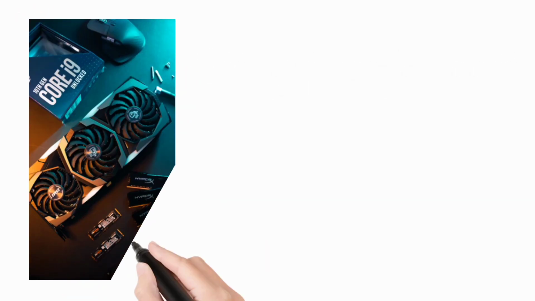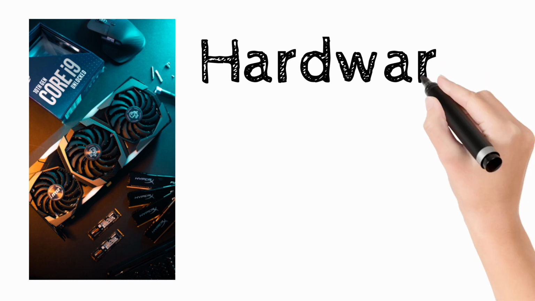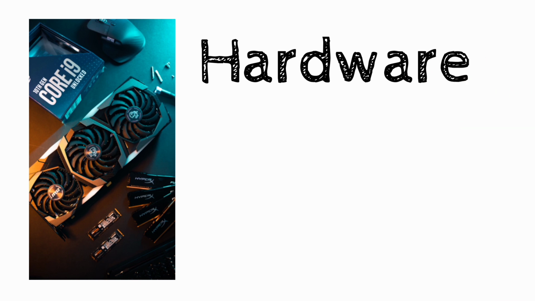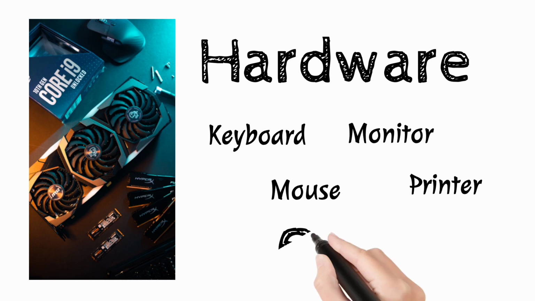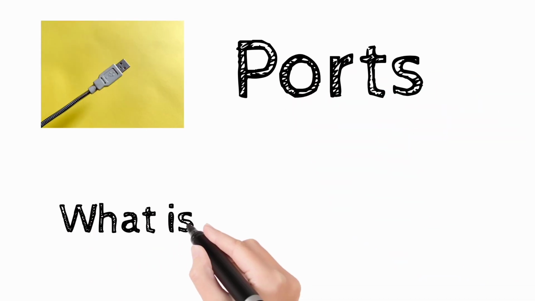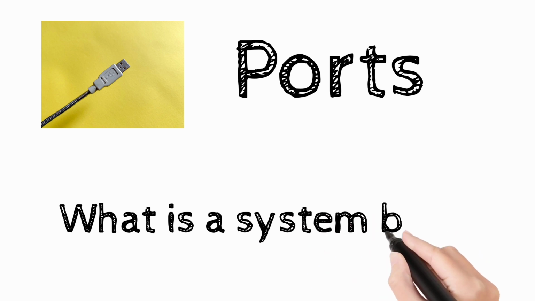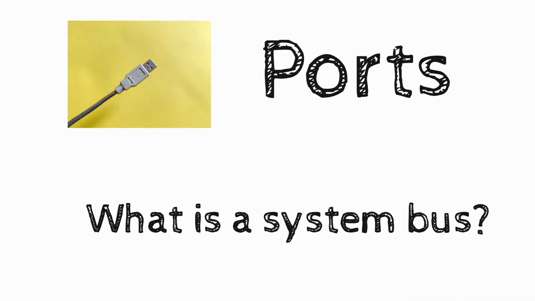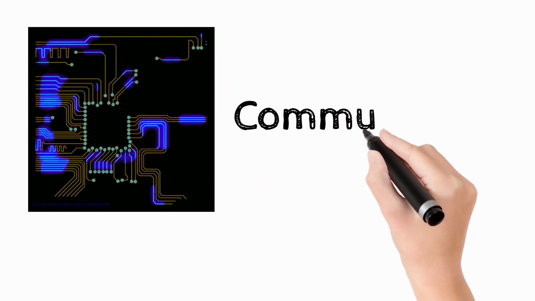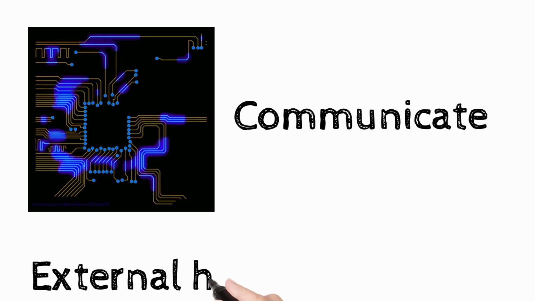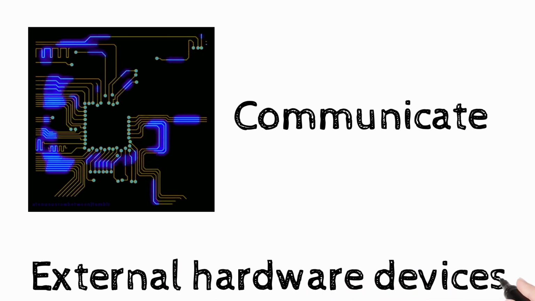In this video, we are discussing the hardware device which connects the computer to other devices, for example, keyboard, mouse, monitor, printer, etc. Yes, we are talking about the port present in the computer. Before studying the port, we have to know what a system bus is, because the CPU needs to communicate with other devices, and it uses the system bus to connect with external hardware devices.